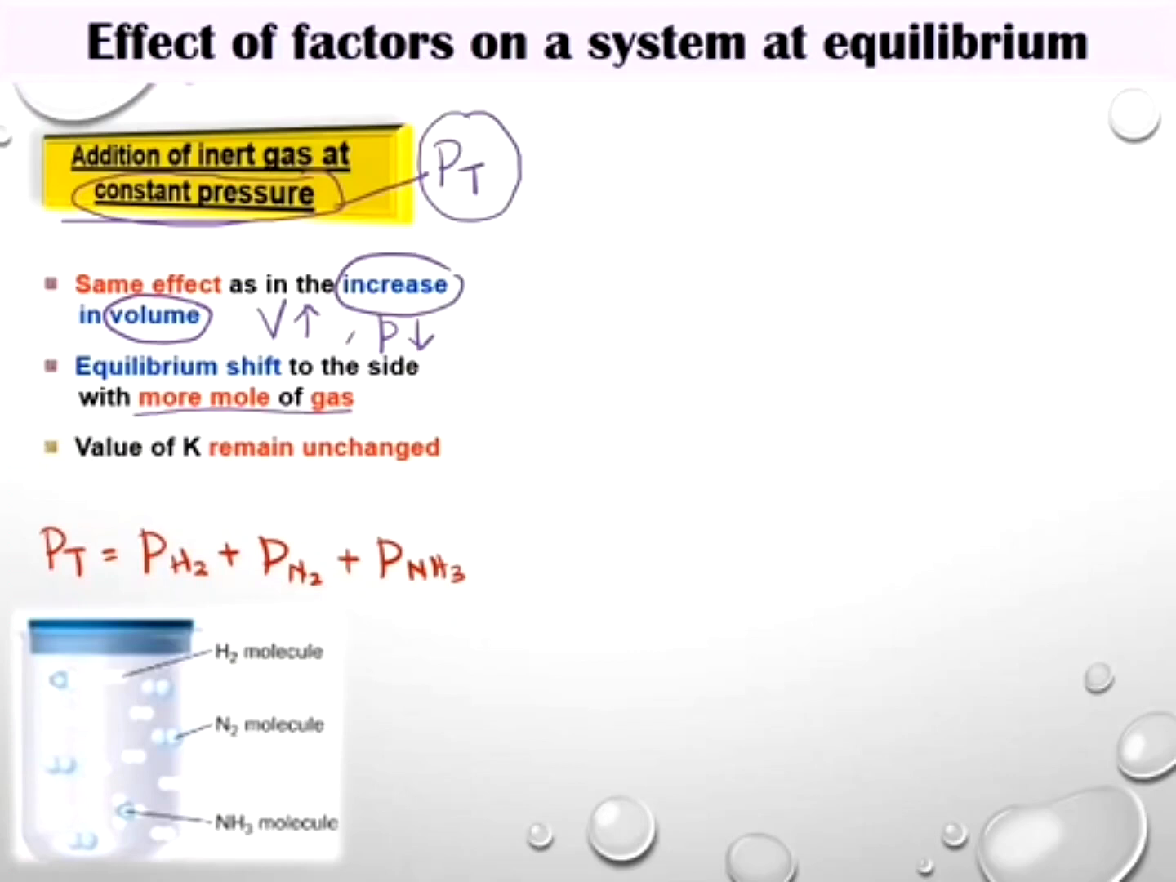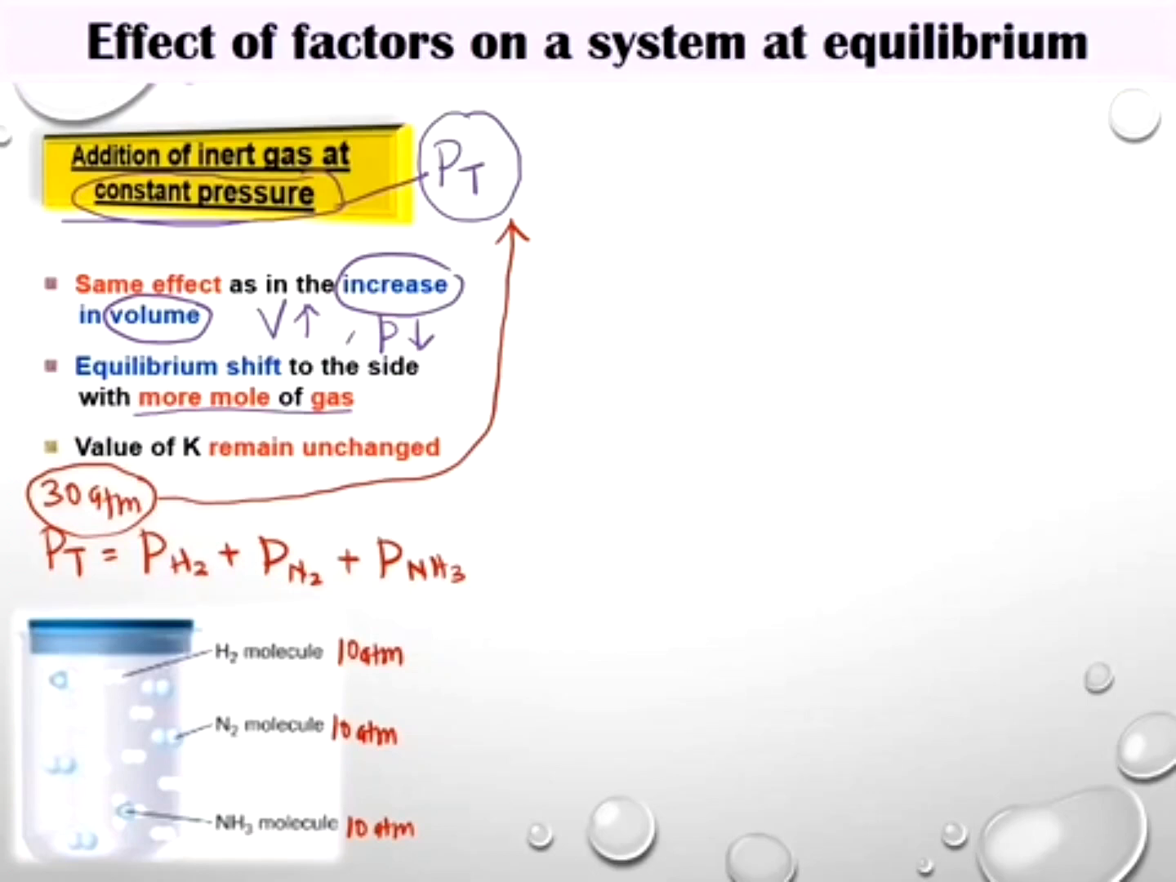Sebelum kita masukkan inert gas. Okay, for example, we have hydrogen gas, kita ada 10 atm. Nitrogen gas also 10 atm. So this one is the partial pressure. Ammonia also 10 atm. So means the total pressure here should be 30 atm. Okay, so 30 atm. So means this is what we want. Okay, kita nak here the total pressure remain constant. Okay, maksudnya 30 atm tu kekal 30 atm, tak berubah.